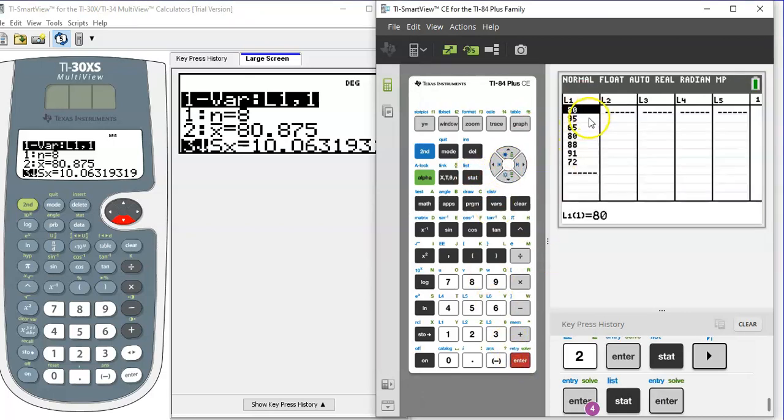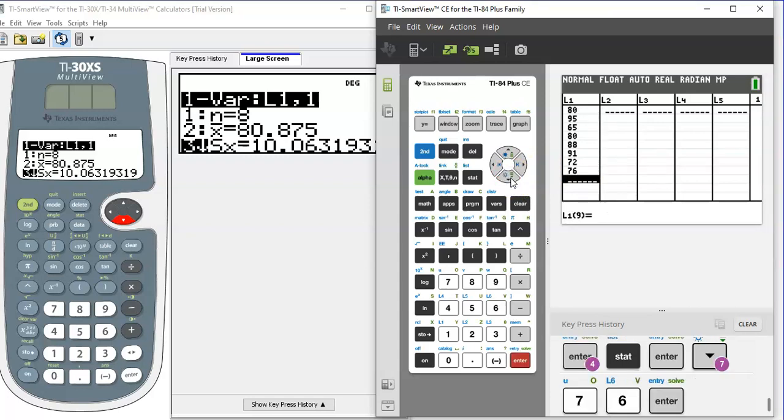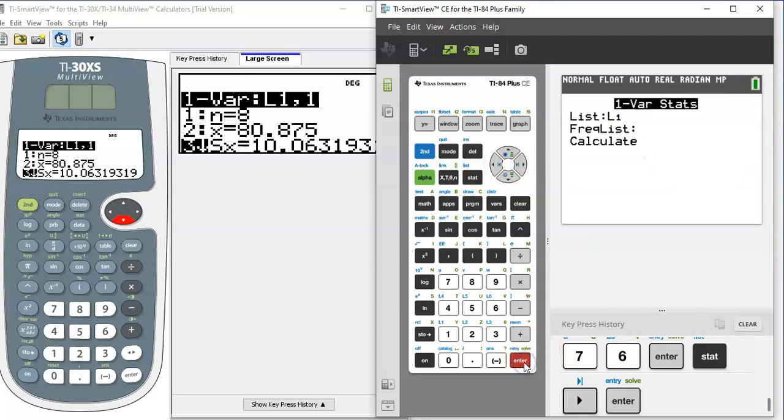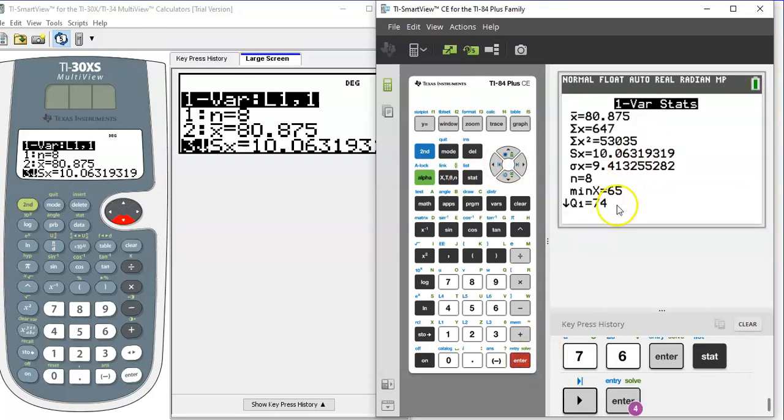So I got an 80, a 95. Oh, I missed the 76, y'all. So I'm going to actually just go down at the bottom and add it. 76, enter. Okay. So hopefully now let's check. 80, 95, 76, 65, 80, 88, 91, 72, 76 was the one we added. Okay. So we're going to go back here to stat again. We're going to go over to the right and calculate. Now that's why I like actually to look at my n equals, because it tells me whether I entered the number of values in that I actually had.